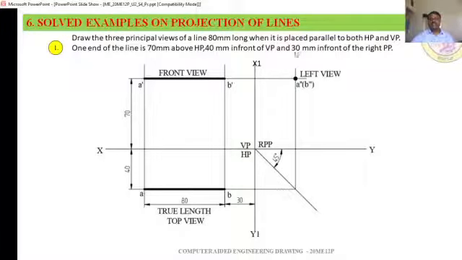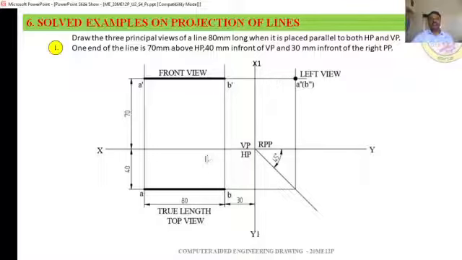Now he has given 30 mm, one end of the line is 30 mm in front of the right PP. So you have to locate the right PP, already the front view and top view are drawn. Now you measure from this point 30 mm distance. And now you have to draw this vertical line called the X1, Y1 line. Now you can see here, this is the one end. So this is the right PP. So this is 30 mm in front of the right PP. So now B dash or B is 30 millimeter in front of the right PP. So that is also satisfied.